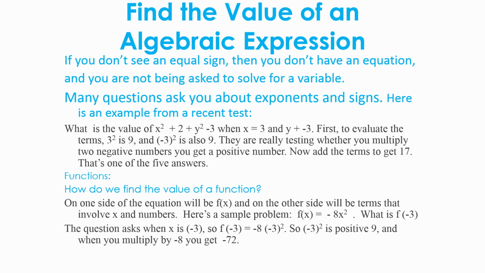So f of negative 3 equals negative 8 times negative 3 squared. Be careful to keep track of the signs. Negative 3 squared is positive 9. And when that's multiplied by negative 8, you get negative 72. Okay, I repeat. In this kind of a problem, be very careful with the signs.